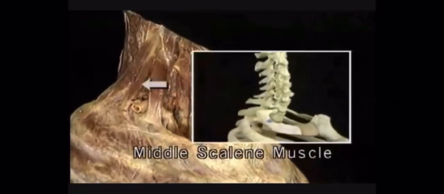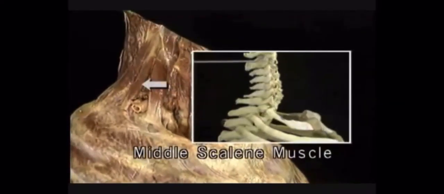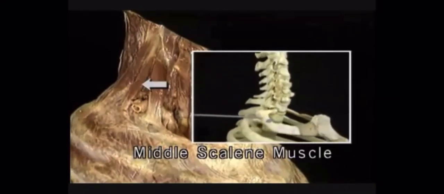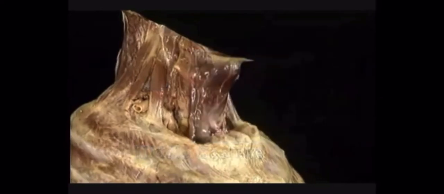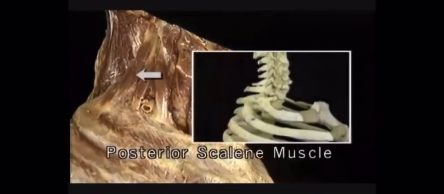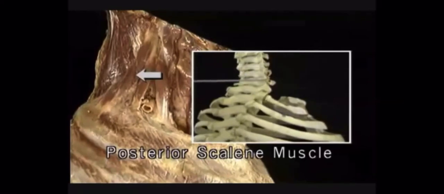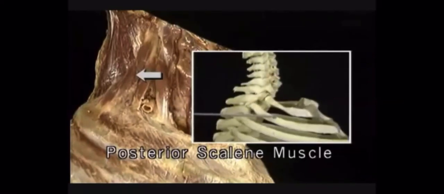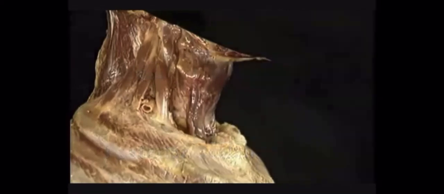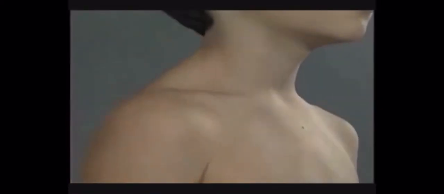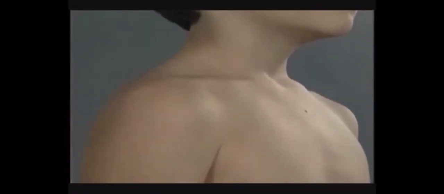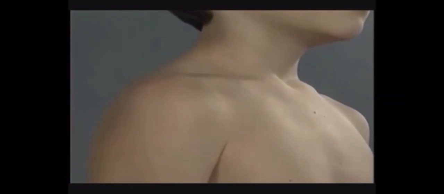The middle scalene muscle arises from the posterior tubercles of the transverse processes from C2 to C6 and inserts here on the first rib. The posterior scalene muscle arises from the posterior tubercles from C4 to C6 and inserts down here on the second rib. The action of the scalene muscles raises the first and second ribs and the manubrium in deep inspiration.